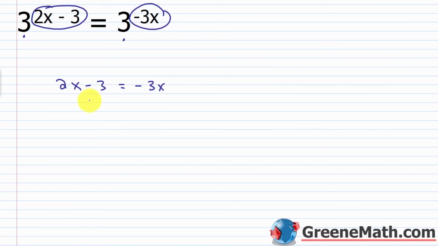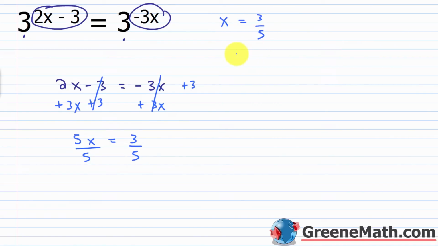Let me add 3 to each side of the equation, and let me add 3x to each side of the equation. So this would cancel, and this would cancel. 2x plus 3x is 5x, and this is equal to 3. Divide both sides of the equation by 5, and we'll see that x is equal to 3/5. Or again, in solution set notation, we just put 3/5 inside of set braces.